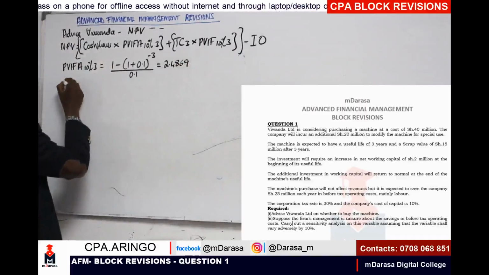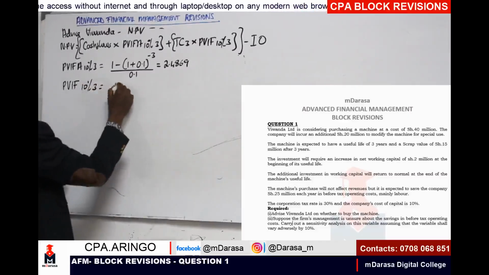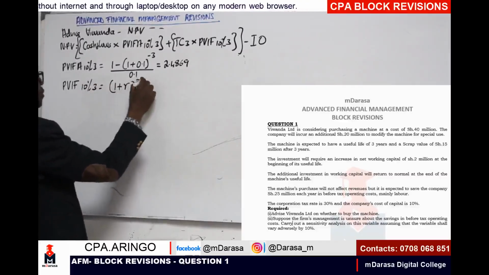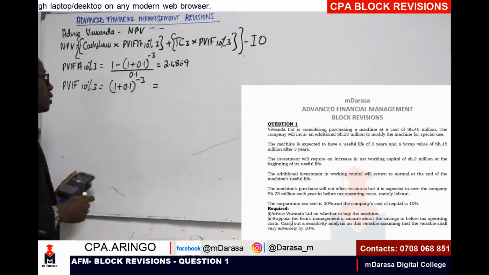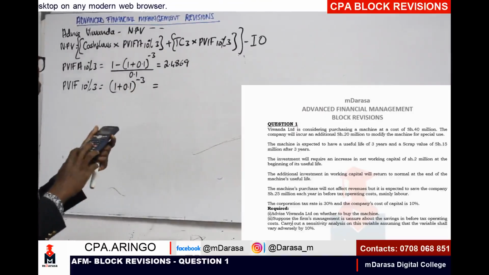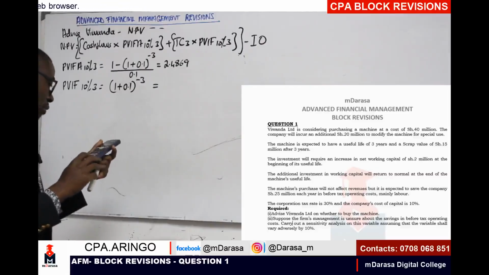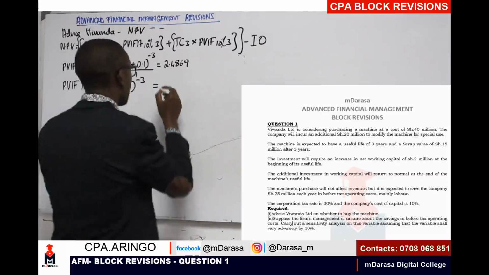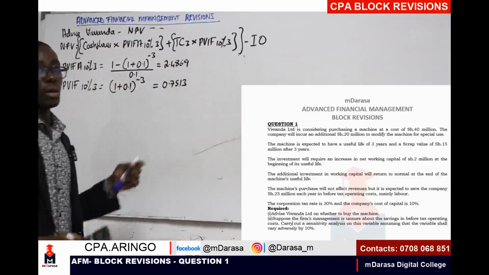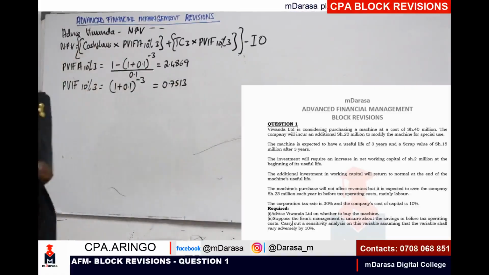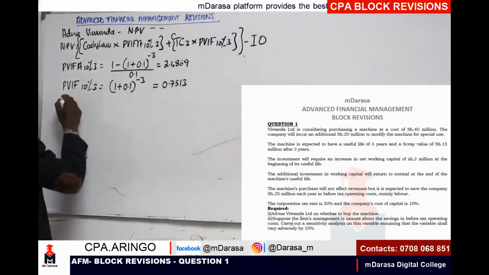The other item, the present value interest factor given 10% in 3 years, should be 1 plus R raised to power negative 3, which is 1 plus 0.1. This should give us 1.1 raised to power negative 3, to give us 0.7513. So we have determined our factors, right?